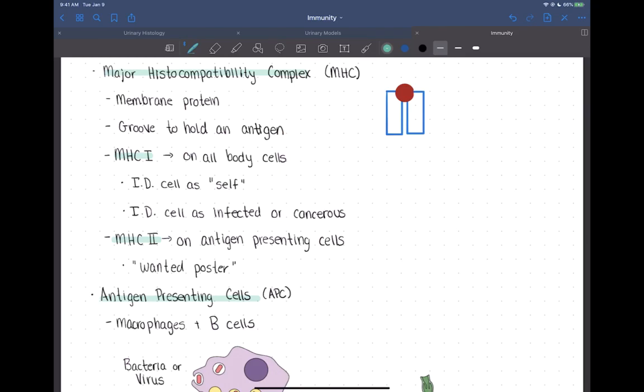All right, and so then our next term is probably new to most of you. All right, so that is a major histocompatibility complex, or an MHC. Okay, and so these are just membrane proteins, so they're going to be on the surface of a cell, and they typically have some sort of groove in them that's going to fit an antigen. All right, and so here, right in this picture, this would be our MHC, and then this would be the antigen. So it has some sort of antigen bound to it that it's holding.